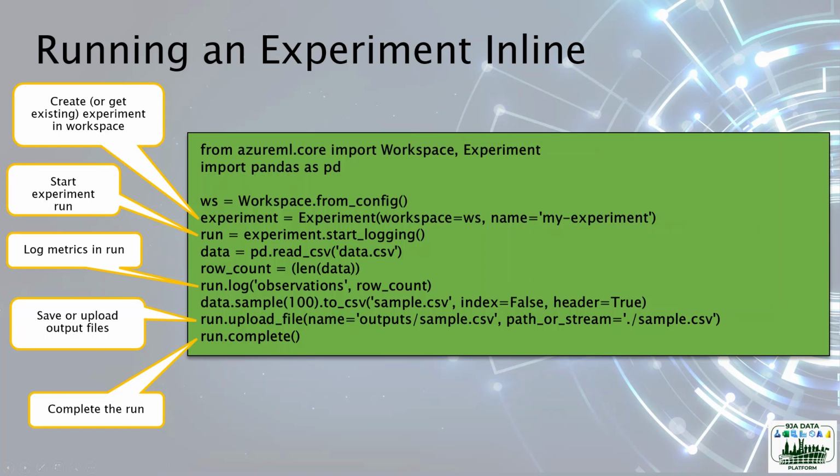We have 100 records out of that data set being extracted to a CSV file, and then it's outputted into a folder. And this essentially completes the run of that experiment.